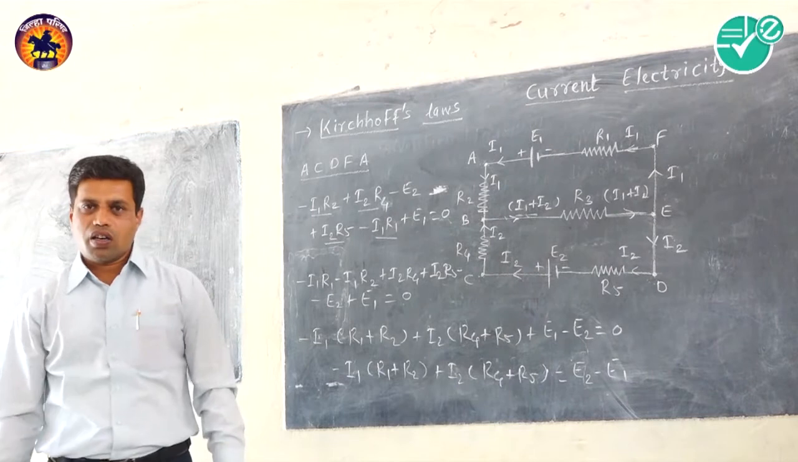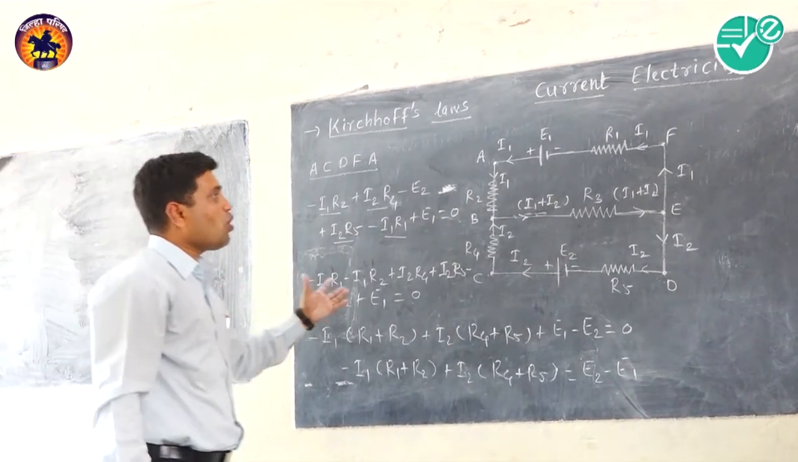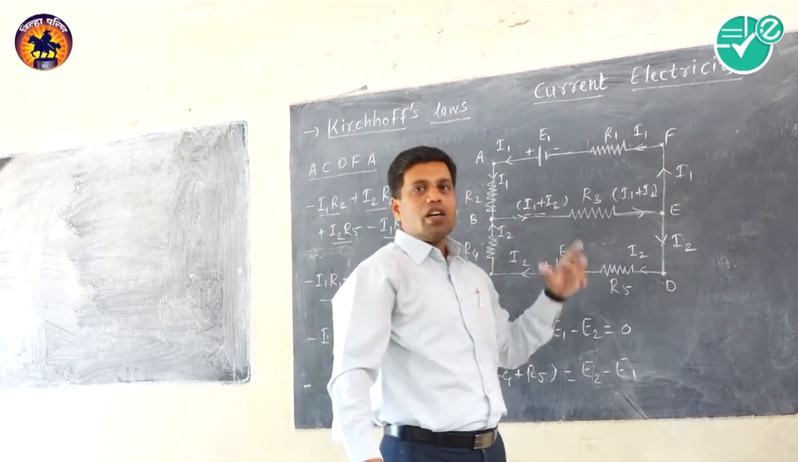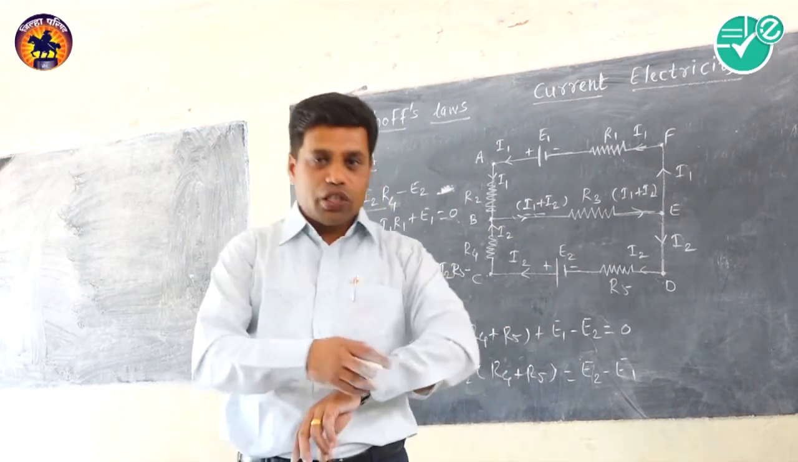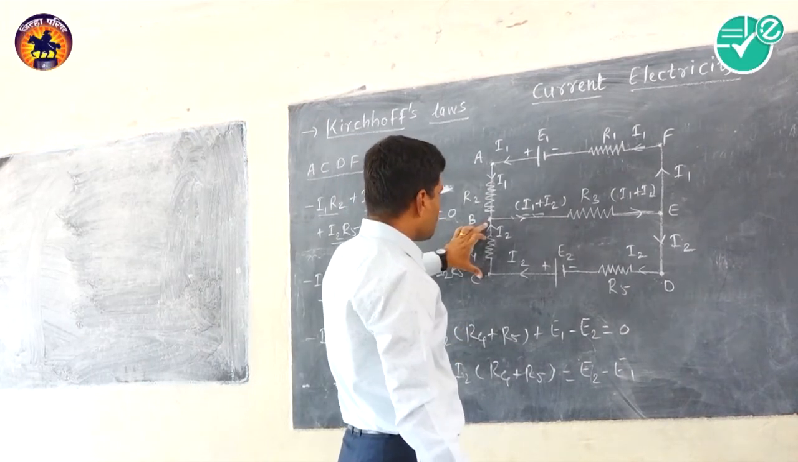After that, I have three loops here. I have applied Kirchhoff's voltage law to the bigger loop, and now I will apply Kirchhoff's voltage law for any one loop, either this loop or this second loop.